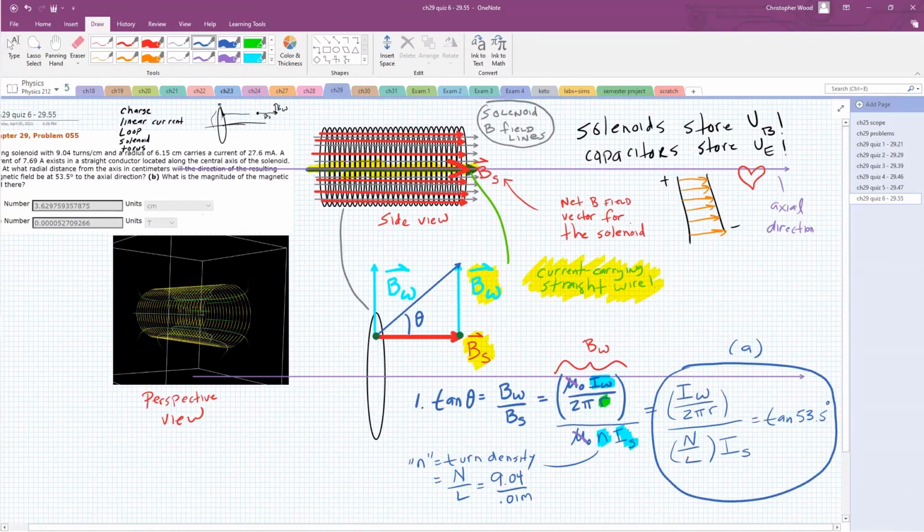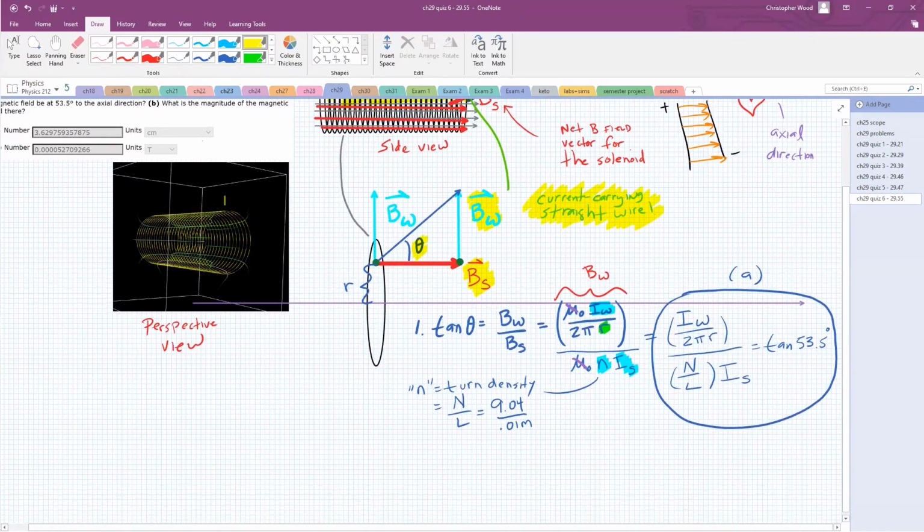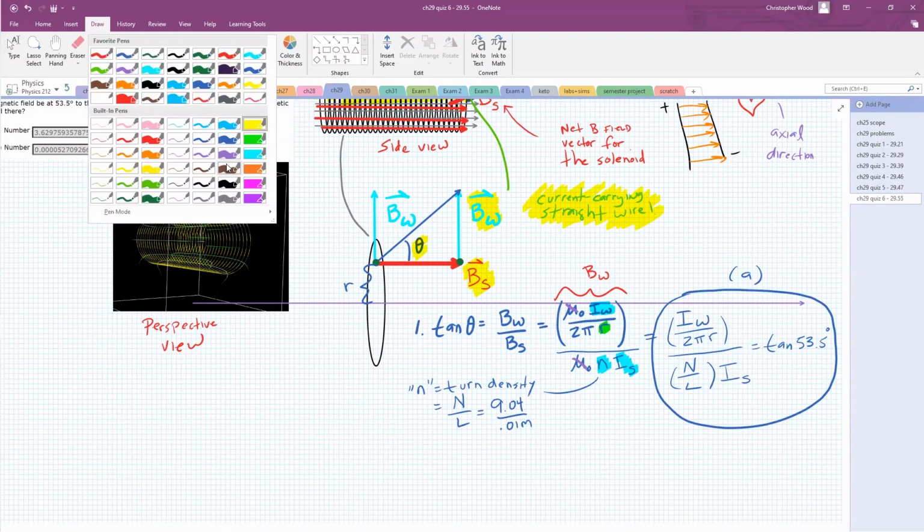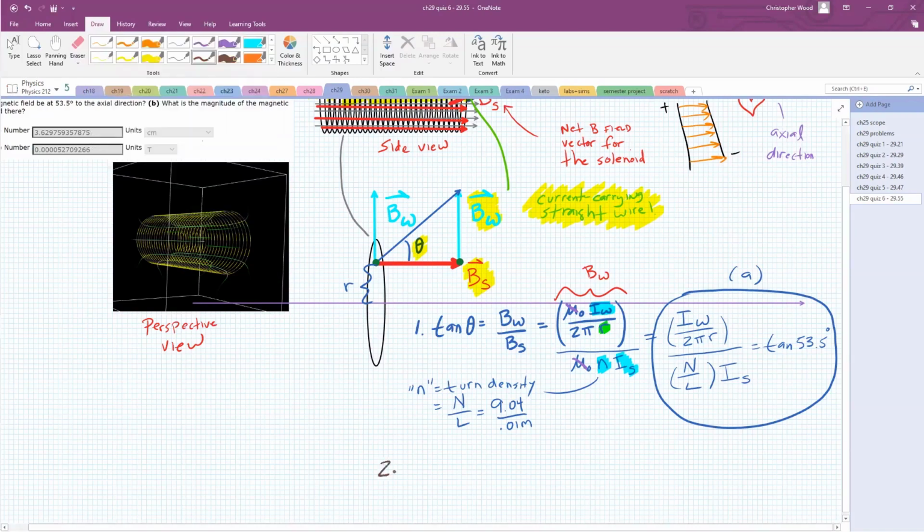If Probert is standing at this value, whatever this R value is, the magnetic field is going to be making an angle of theta with respect to the central axis. Part B says, what is the magnetic field there? If Probert stands at that location, the net magnetic field is going to make an angle of 53.5 degrees. But what is the value of the magnetic field? So this would be number 2.